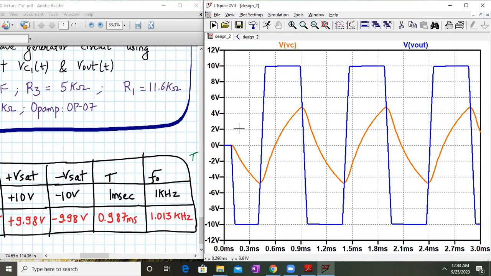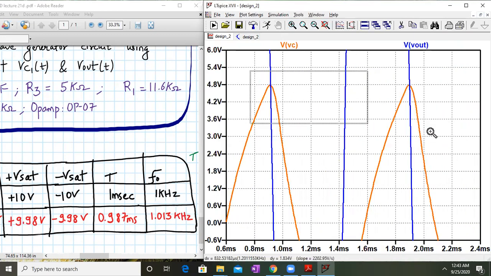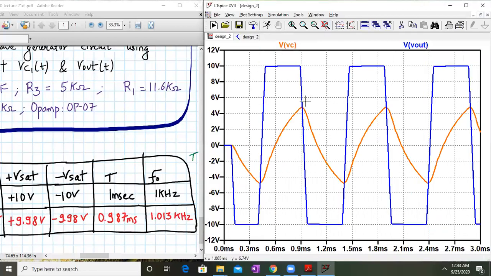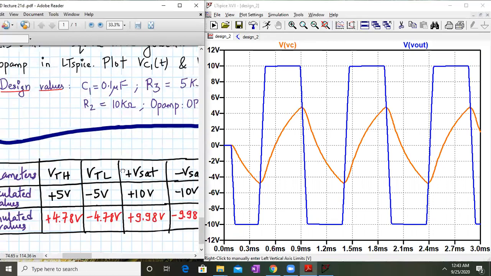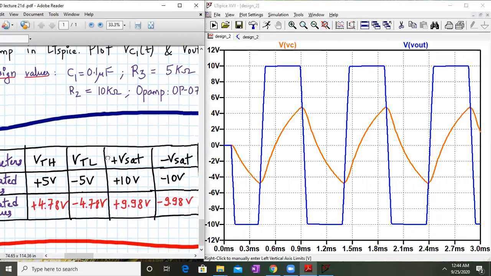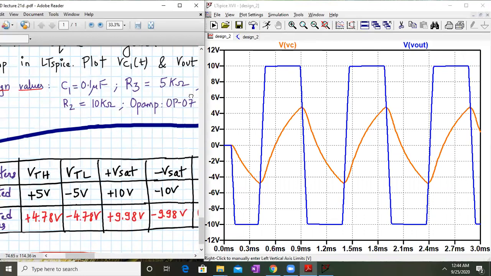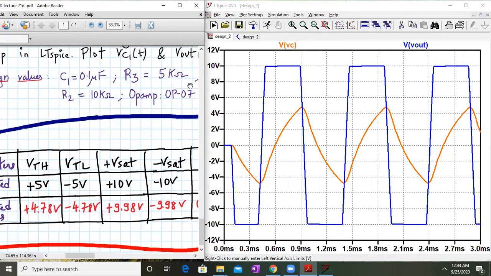Now we can start from here, and we can check the highest values over here. So this should be close to 4.8 actually, the height of the capacitor voltage. The height of the capacitor voltage is VTH and VTL. So basically here it is given as around phi and minus phi.